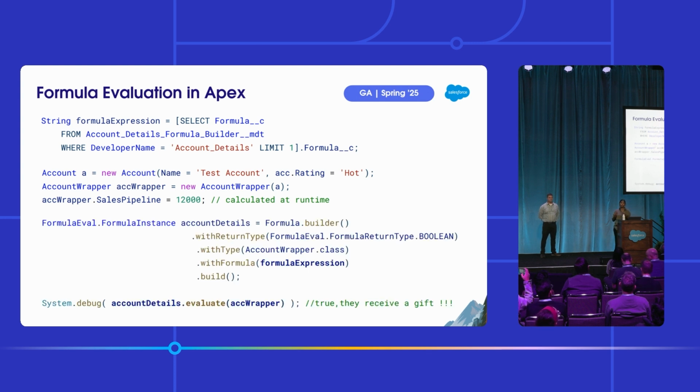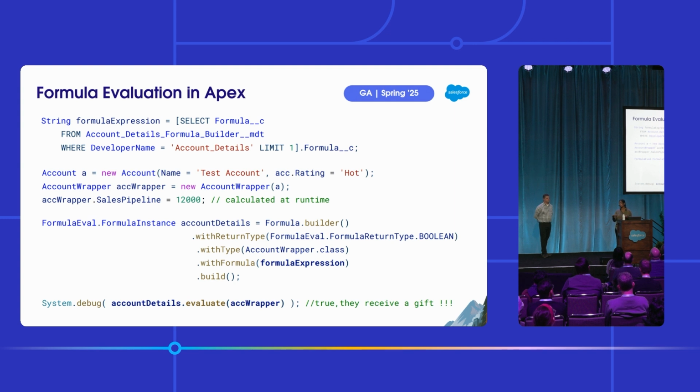Now you're ready to call the new Formula Builder API. We specify the return type of the result. In this case, it's just a Boolean. We specify the type of the object that we want to evaluate. In this case, it's an Apex object, the account wrapper class we just created. You can also specify an SObject here, like an Account.class or a Case.class. Then you also specify the formula expression that you're interested to evaluate with. And then when you call build, you create a formula instance.